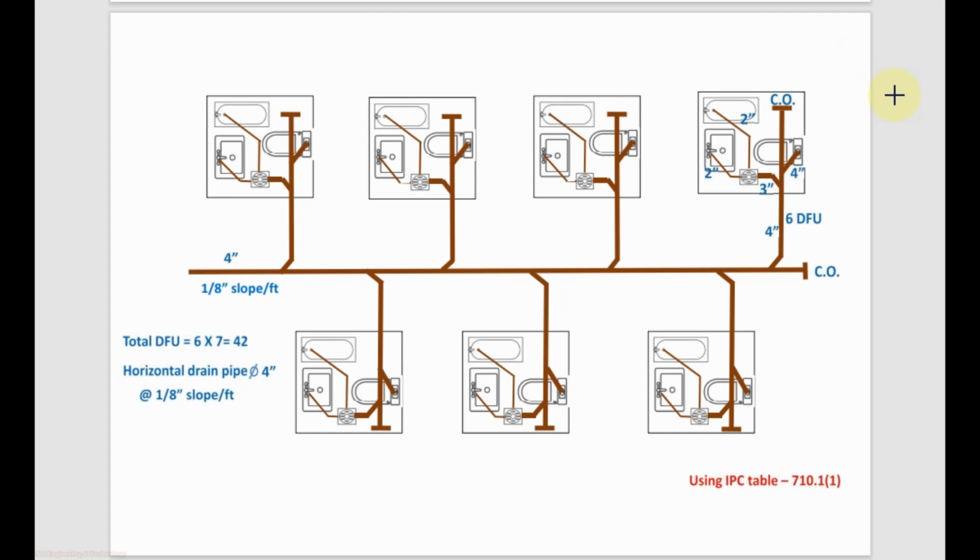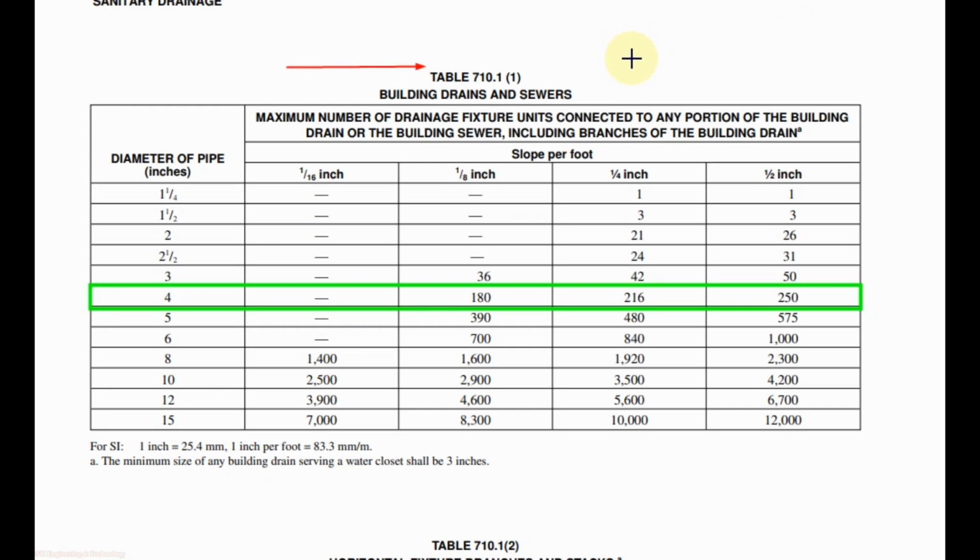As we already calculated, the total drainage fixture unit for one toilet is equal to 6 and at each floor we have 7 typical toilets. So the total fixture unit for the floor will be equal to 6 into 7 equal to 42. So the total fixture unit for the main drainage piping will be 42. From this table we will select the drainage pipe diameter for the floor.